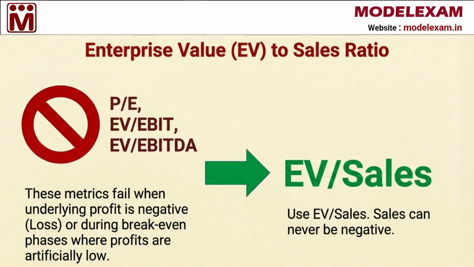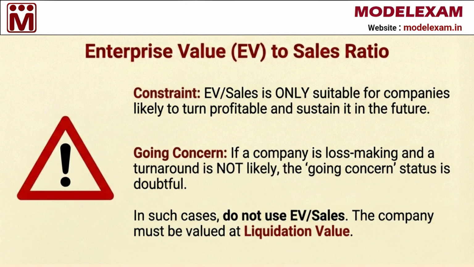However, you must use this metric with a constraint. Enterprise value to sales is only suitable for companies that are likely to turn profitable and sustain it in the future. If a company is loss-making and a turnaround is not likely, the status of the business as a going concern is doubtful. In such cases, do not use enterprise value to sales. The company must be valued at its liquidation value.